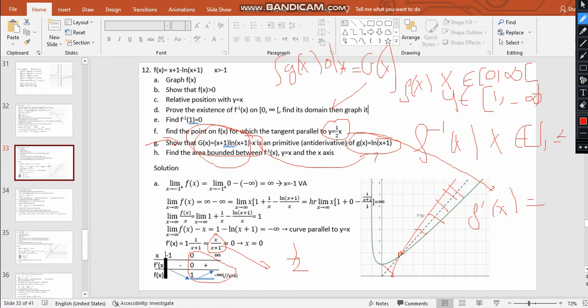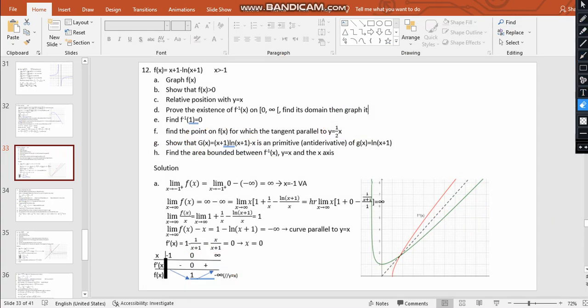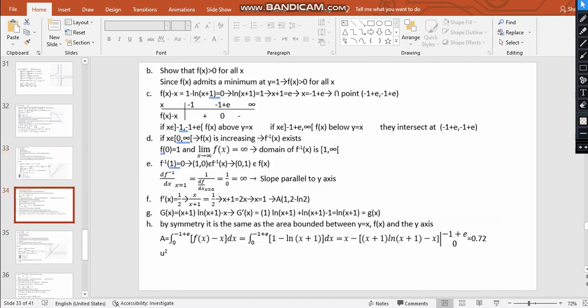So let us go to the second sheet, to the second slide here. So this is f prime of x, as I told you, equal half, you find the point. This is how to prove g of x. Now we want to find the area, let me go up again to see the area.